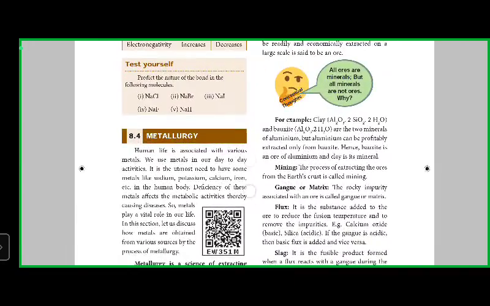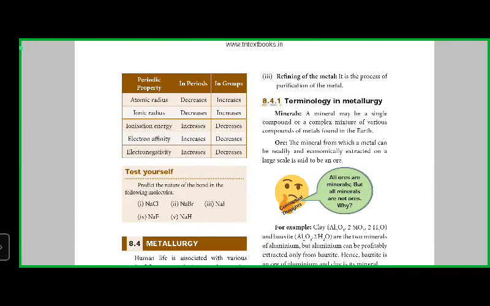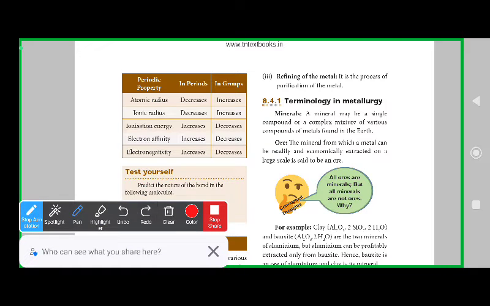Next, let us look at the periodic trends. Atomic radius decreases in the period, increases down the group. Ionic radius decreases, increases. Only these two are like this. The others, ionization energy, electron affinity, electronegativity, all of these increase in the period and decrease down the group.